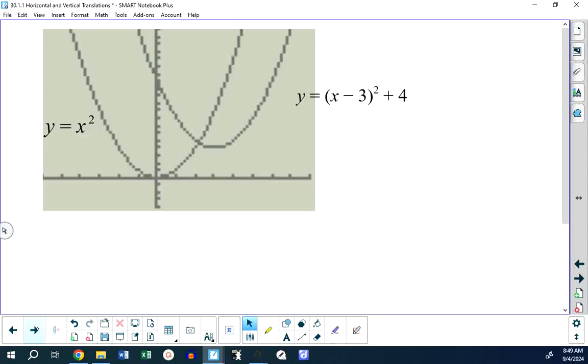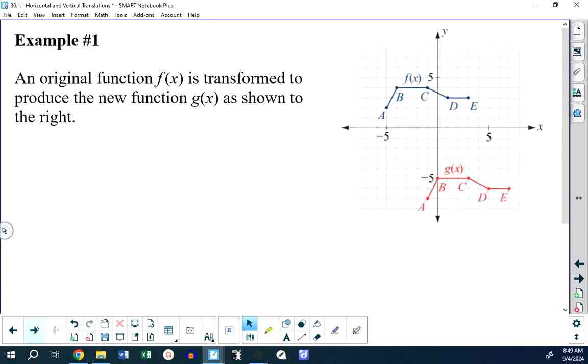So rather than saying y equals x squared and y equals x minus 3 quantity squared plus 4, we can say f of x equals x squared, and g of x equals x minus 3 quantity squared plus 4. Okay? So that's the original, that's the transformation. Let's take a look at example 1.